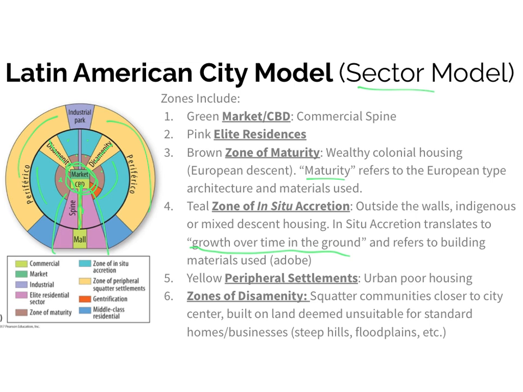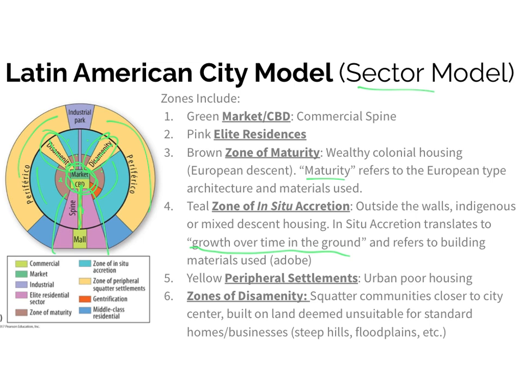And then the zones of disamenity, these are also squatter settlements. So disamenity here, disamenity here. Squatter communities closer to the city center built on land deemed unsuitable for standard homes or businesses. So this is where you're going to find steep hills or floodplains or marshes, right? That kind of thing, where the fancier people didn't want to build because there was some sort of environmental factor limiting their ability to build a solid structure on that land.